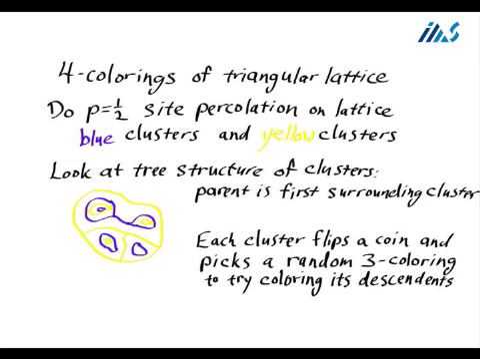Okay, so the way we do this is we use site percolation on the triangular lattice. We're going to think of the sites of the lattice colored blue and yellow, and we're going to look at the clusters that we see. We have blue clusters and yellow clusters, and they're nested within one another. And we can look at the tree structure of these clusters. And the idea is that each cluster is going to propose a coloring for all of its descendants. And there's going to be some coin flips to determine whether or not the proposals are successful.